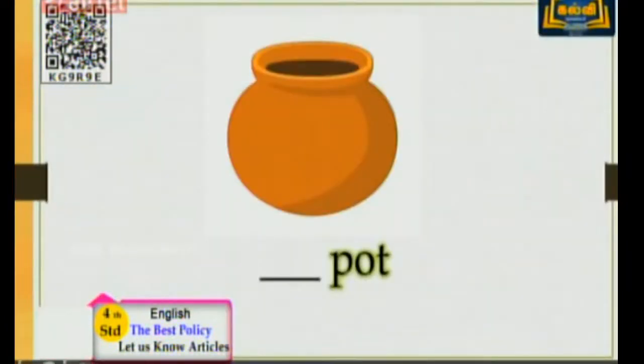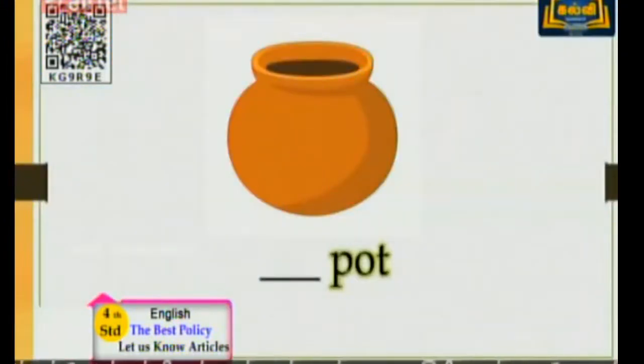Yes, what is this? This is a pot. The word pot. So which article should you use there? A or an? By saying the word, by saying the first letter, by saying the sound of the first letter, which article should you use? Shall we check? What is that? A pot. How many of you told right? Clap hands for yourself. Fine.